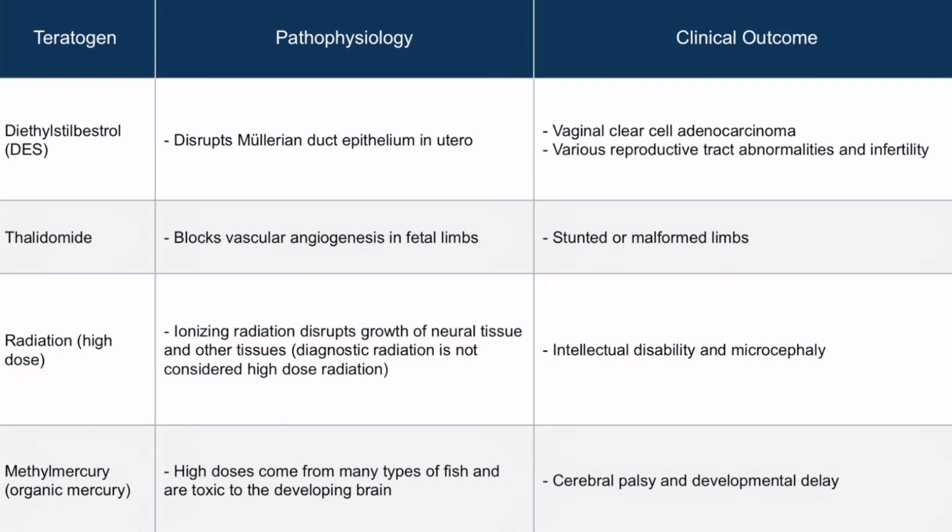The last teratogen is methyl mercury, also called organic mercury. High doses of organic mercury can come from many types of fish, and that mercury is toxic to the developing brain. And the net result is cerebral palsy and developmental delay. Cerebral palsy is covered in the neurology chapter. Without going into excessive detail about cerebral palsy, just picture part of the motor cortex being damaged in the developing brain. This results in paralysis of various parts of the body.